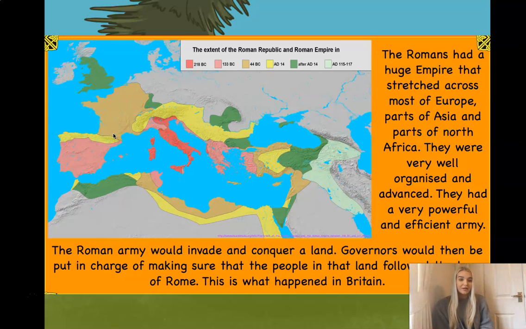The Romans had a huge empire that stretched across most of Europe, parts of Asia, and parts of North Africa. They were very well organised, and they had a very powerful army. And what would happen is the Roman army would invade and conquer a new land. And governors would then be put in charge of making sure that the people in that land followed the laws of Rome. And that's what happened in Britain.